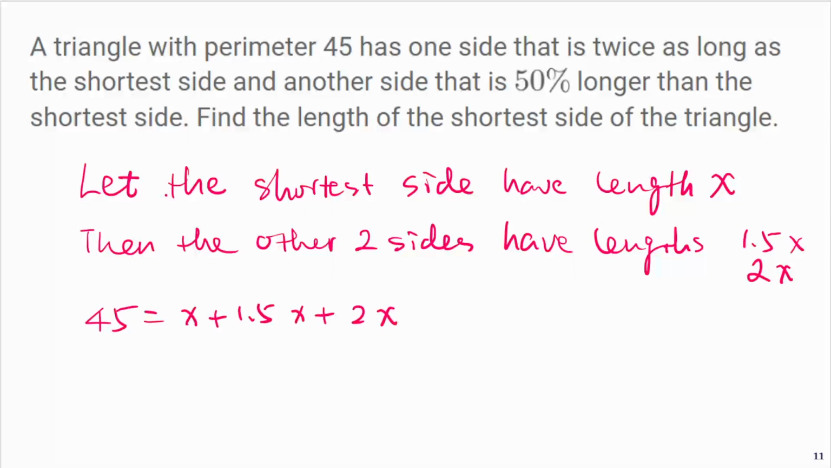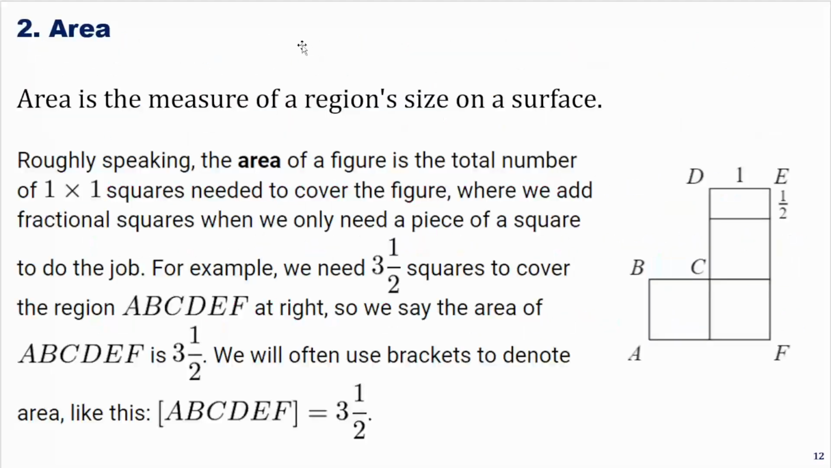Again, we have one equation and one unknown variable x, so we can solve for x. So basically we have 4.5x equals 45, and this gives us x equals 10, right? So the shortest side of that triangle has length 10. Any questions? Nope. Okay, so this is pretty much the concept of perimeter, which is pretty straightforward. And next, let's have a look at area.